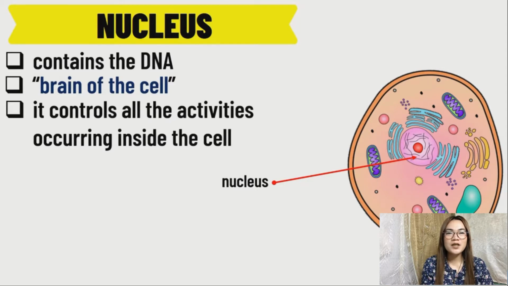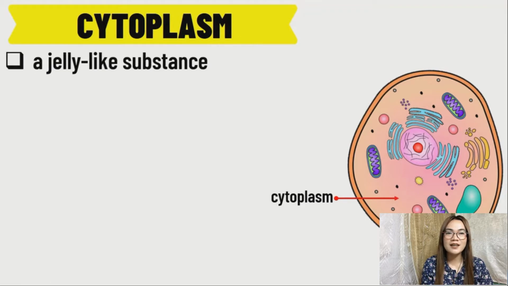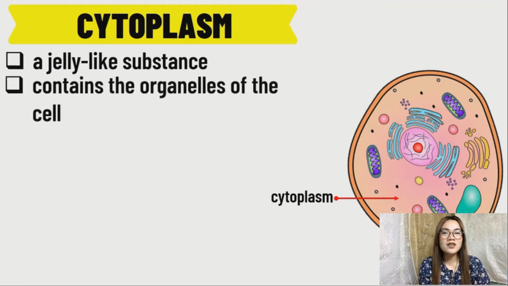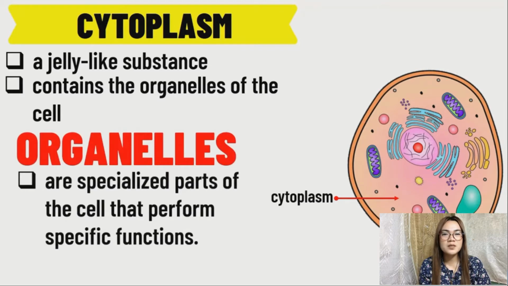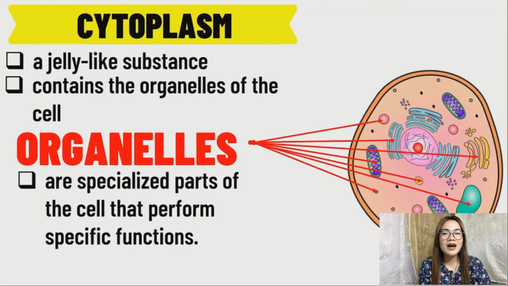The cytoplasm, a jelly-like substance that can be found inside the cell. It contains the organelles of the cells that are outside of the nucleus. Organelles are a specialized part of the cell that perform specific functions. They are little organs of the cell. Each organelle carries out a specific function inside the cell.